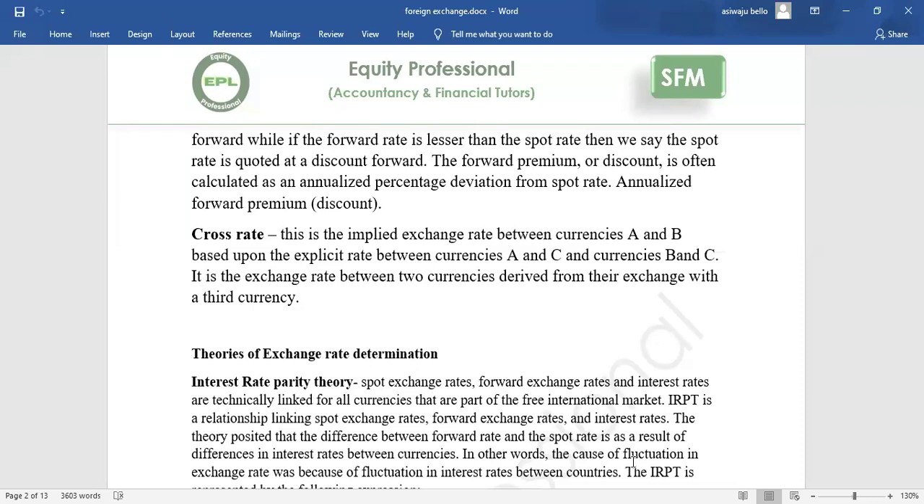How do we determine exchange rates between two currencies? There are two major theories that explain how exchange rates can be determined. We have the interest rate parity theory, and we have the purchasing power parity theory.